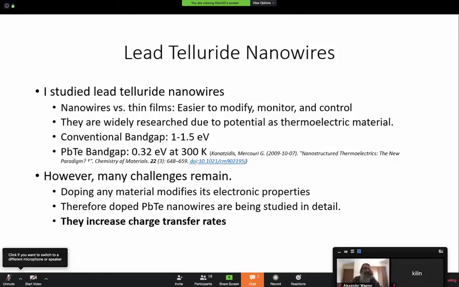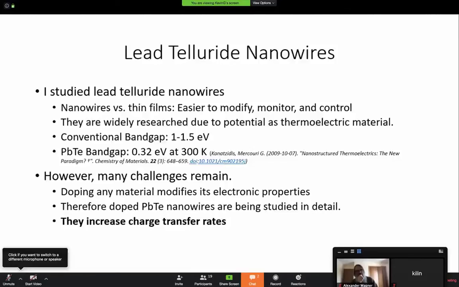I'll get into more detail on that shortly. It's easier to do that with nanowires than films. These nanowires have been widely researched as a potential thermoelectric material. Over the past 5-10 years, a lot of researchers have looked into lead telluride and nanowires, and they show great promise as a potential thermoelectric material to be used in semiconductors.